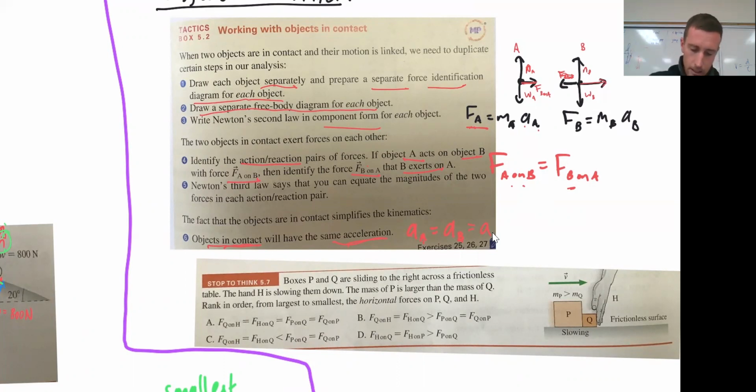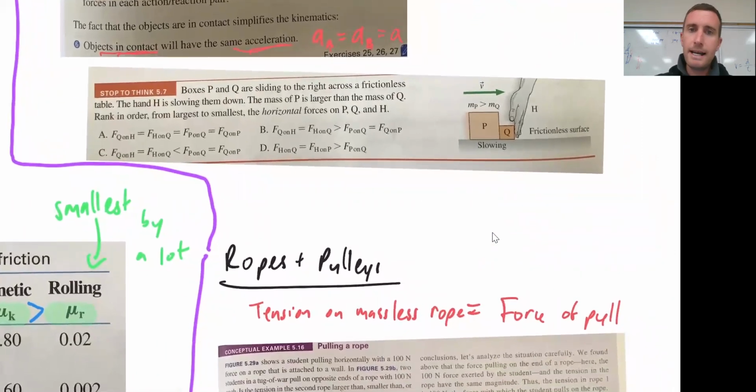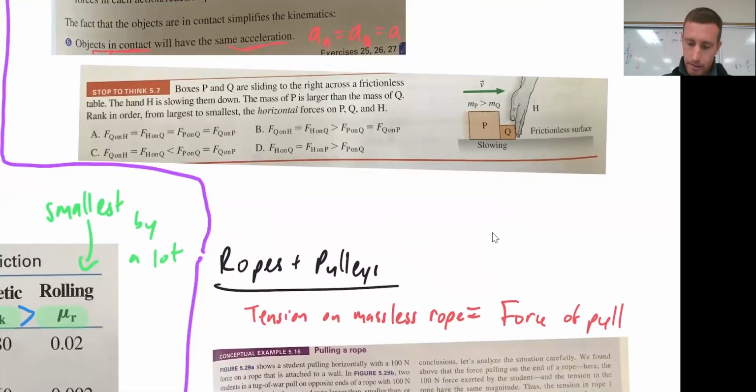All right, let's do a stop and think. Boxes P and Q are sliding to the right across a frictionless surface. There you go, I got my velocity arrow here. The hand is slowing them down. The mass of P is larger than the mass of Q. Rank in order from largest to smallest the horizontal forces on P, Q, and H.